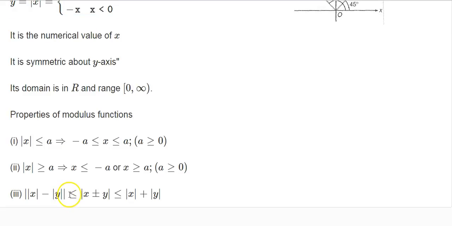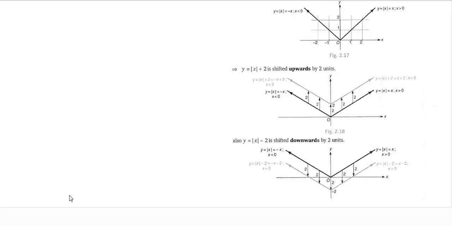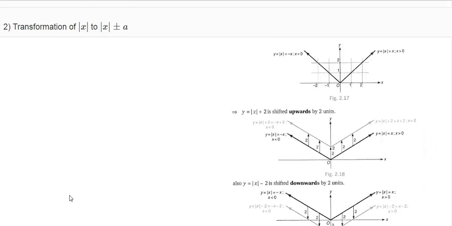Now let us discuss the transformation of modulus of x under various conditions. The first case we will consider is the transformation of the graph of modulus x to modulus of x plus or minus a. This is a very simple example, but it would be used in many problems.